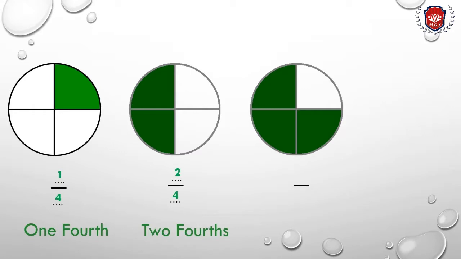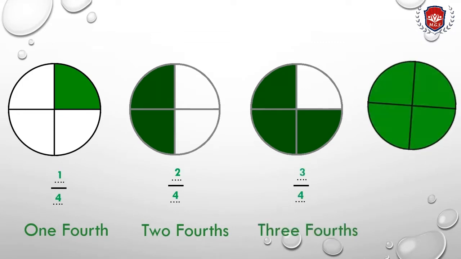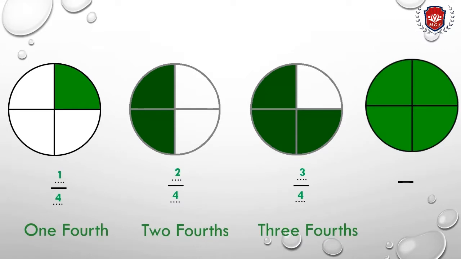And if I color the 3 parts, to represent this fraction, draw a fraction part, start with the denominator, the total number of parts here, which is 4, and the top number here is 3, and it's read as 3/4. The last picture. To represent this fraction, start with the denominator, the total number of parts, which is 4, and the numerator is the number of colored parts, which is 4, so I have 4/4.